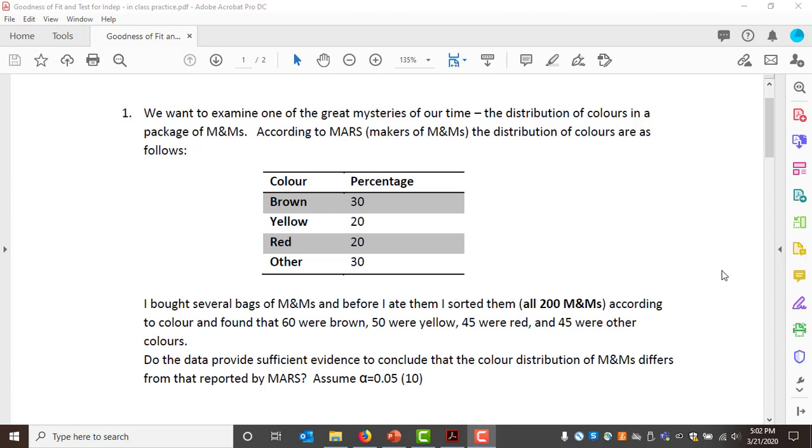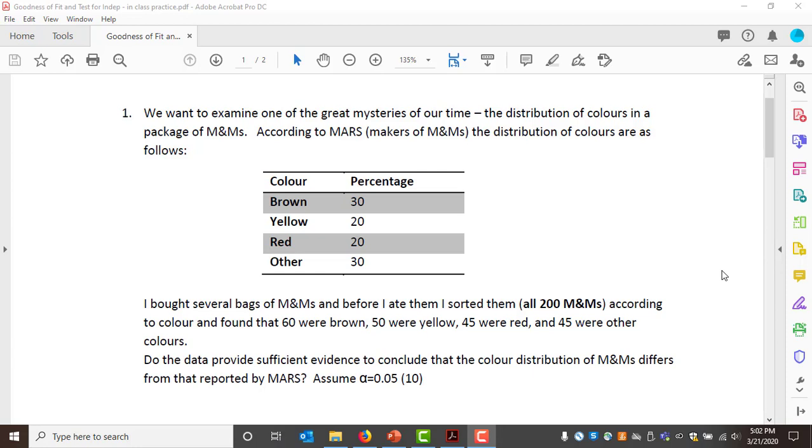Okay, this is related to a goodness of fit test, and we want to examine one of the greatest mysteries of our time, the distribution of colors in a package of M&Ms. According to Mars, the makers of M&Ms, the distribution of colors is as follows: 30% brown, 20% yellow, 20% red, 30% other colors.